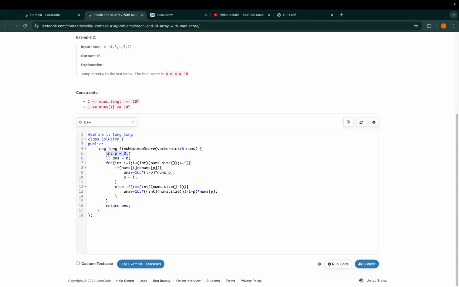Your previous is the index where you're currently standing, which is 0, the answer is 0, and you're now looking at index 1. If nums[j] is greater than nums[p], where p is my previous index, then I make a jump over there and add to the answer, and my previous index becomes i. Else, now this is an edge case.